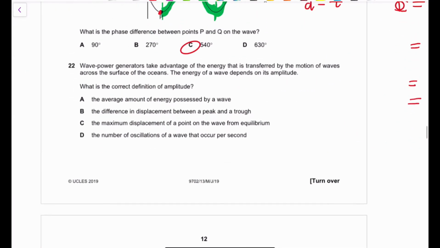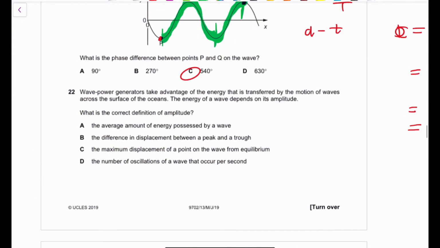Very important. Question 22. Power generators take advantage of the energy that is transferred by the motion of the waves across the surface of the oceans. The energy of a wave depends on its amplitude. What is the correct definition of amplitude? Amplitude is very simple. You need to know this, guys. Amplitude is the maximum displacement of a point on the wave from equilibrium. That is what the amplitude actually is. So your answer is going to be C.